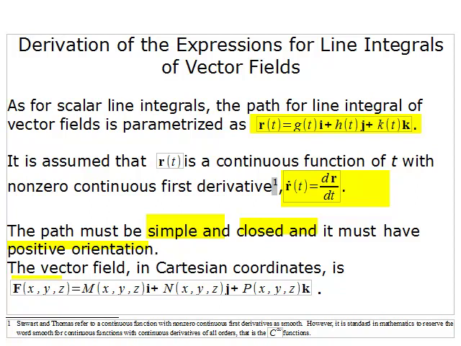This is the vector field as we've written it this entire chapter. Capital F, boldface, in terms of x, y, z. In this case, we're only going to do Cartesian coordinates, and the components are M, N, and P.